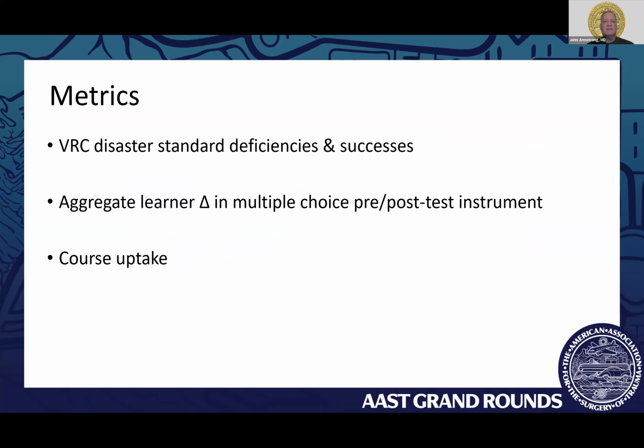The metrics that we seek to use for assessing this program, well, we're going to look at how the disaster standards are met and where there are deficiencies, and importantly, where there are successes. We will aggregate learner change and hopefully improvement by looking at the assessment instrument that exists now, which is a multiple choice pre-post-test instrument. And we're also going to look at the uptake of the course. Is there excitement about it? Are people taking the course? And where might there be opportunities to enhance the availability of the course?